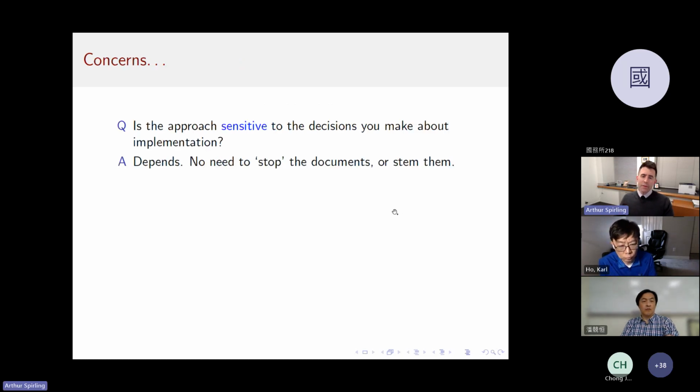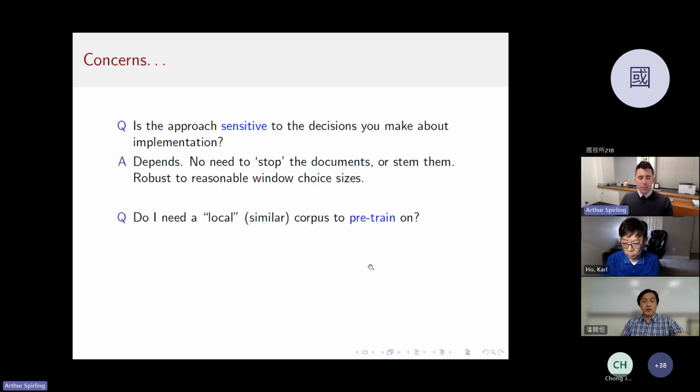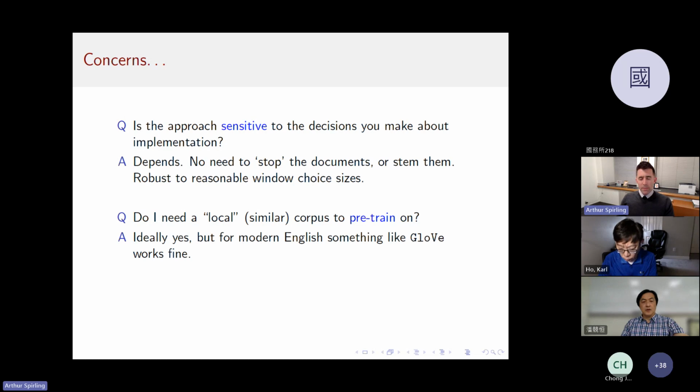So a few questions you might have, and we might come back to them in the Q&A. Is the approach sensitive to decisions you make about implementation? Sure, yes. It's going to depend. We would say that there's not a lot of need to stop or stem the documents, though you can. And in some cases, we would suggest doing that because it'll speed things up. But of course, what you train on will matter. That's a big question we get all the time.